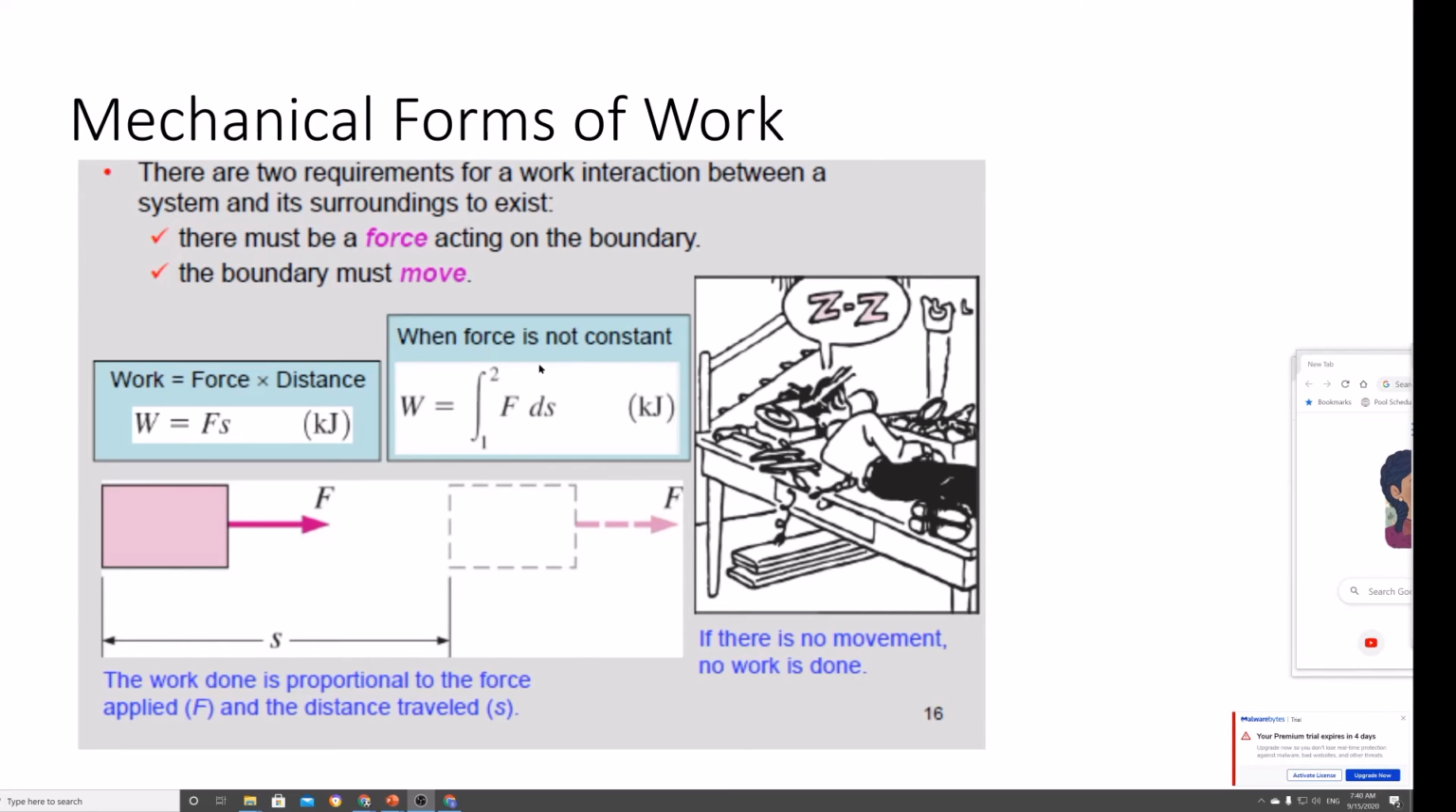Of course, if it's not constant, then we have to perform the integration. So we integrate the force, as a function of position, over some distance. Okay, there we go. Here's a visual example of work being done, and then here's a nice one, no work being done.